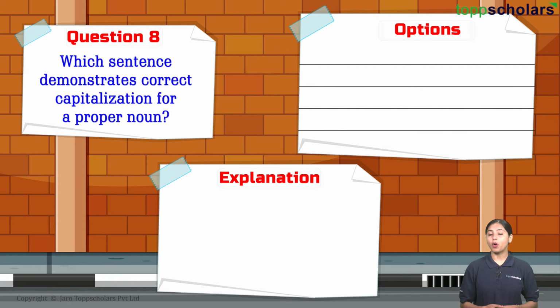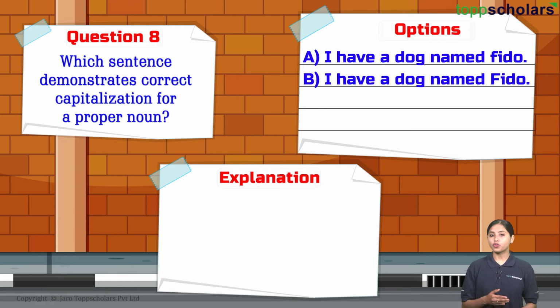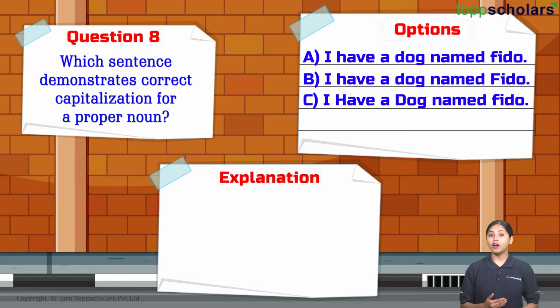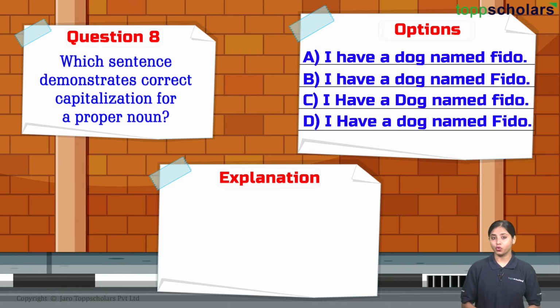Which sentence demonstrates correct capitalization for a proper noun? Option A, I have a dog named Fido. Option B, I have a dog named Fido. Option C, I have a dog named Fido. Option D, I have a dog named Fido.